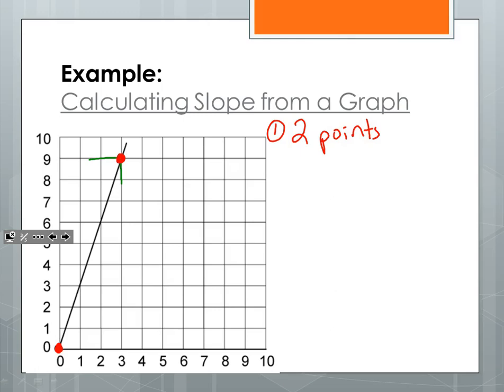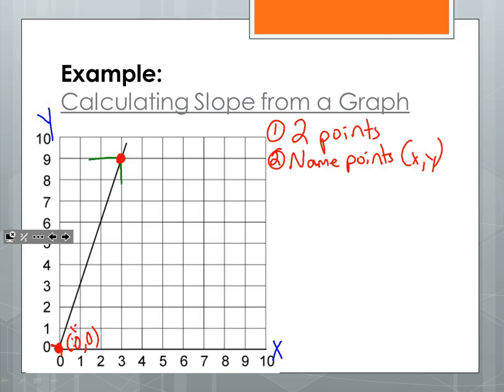If you need to remind yourself where's the y, where's the x, it doesn't hurt to write y on your vertical line and x on your horizontal. Just remind yourself what's the x, what's the y. The next step I'm going to do is I'm going to name my points. When I name them, I'm going to put them in the format of x, comma, y. So on my first one, to find my x, we're at the origin, so I automatically know my origin is going to be 0, 0.